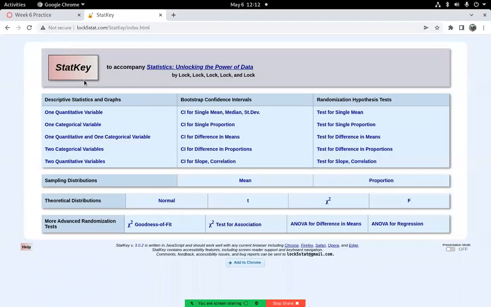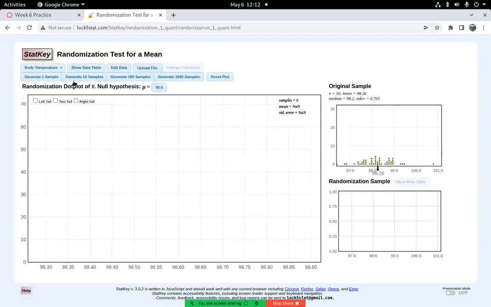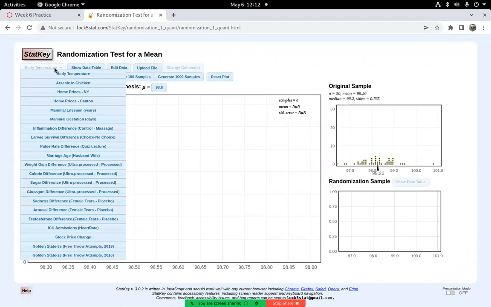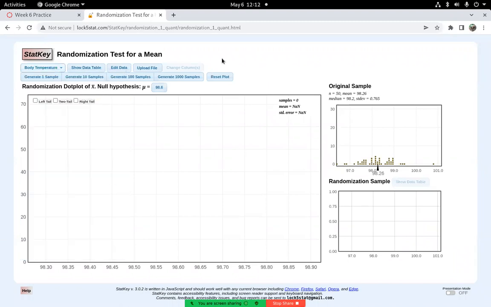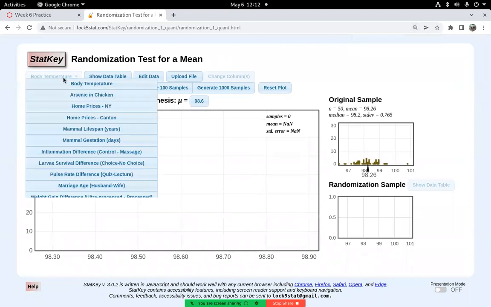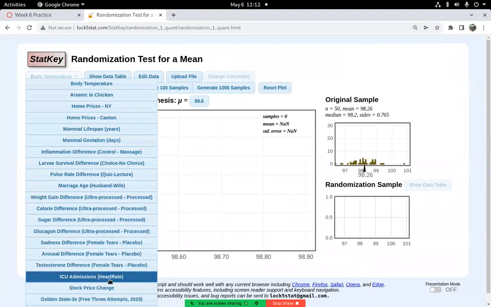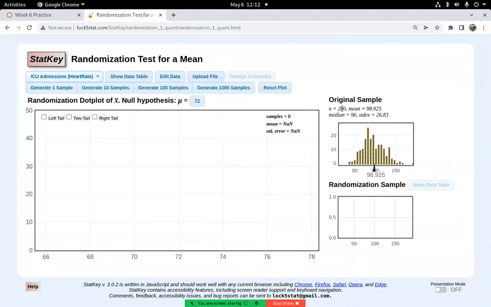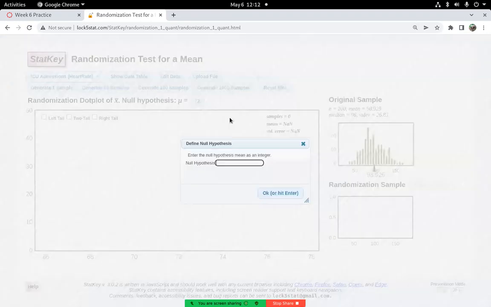All right, so here I am at StatKey. I'm doing a hypothesis test here, and I want it for a single mean. So we have to choose the right option here. I don't want body temperature. I would like, let's blow this up a little bit, I would like ICU admissions heart rate. And the claim was that this should be a sample of 200 with a mean of 98.925 and a standard deviation of 26.83. So check, I've got the right data set in. And ooh, I don't have the right null hypothesis. I want a mean of 95, not 72.